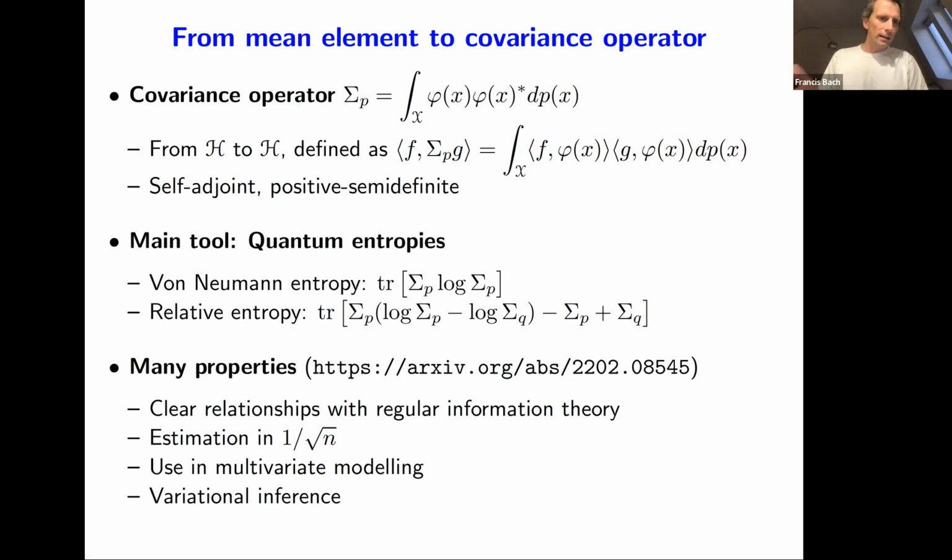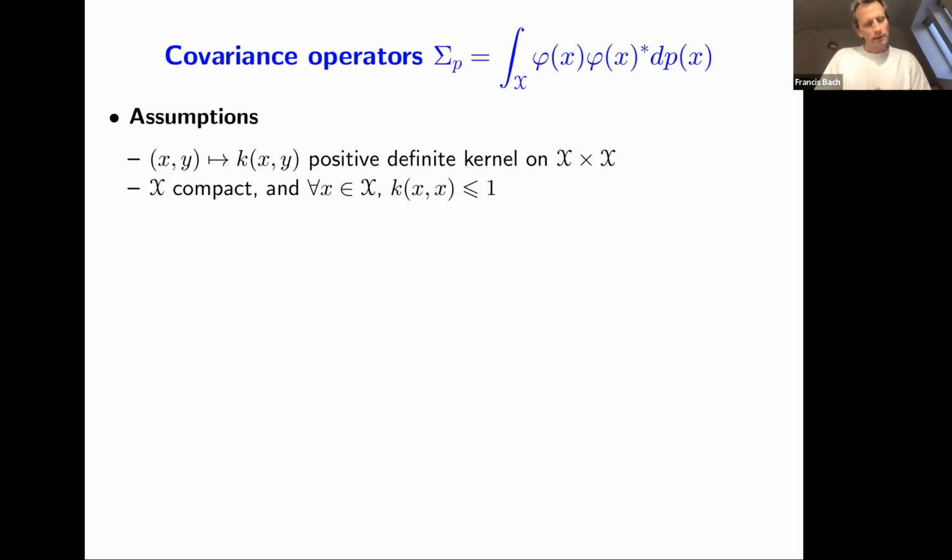First, a clear relationship with regular information theory, and I'll be very precise in this. You can still do some estimation in 1/√n, a nice benefit from what we had before with the mean element. You can also do multivariate modeling if you have more than one distribution, and also variational inference. I'll go rather quickly on the last two aspects, so I want to focus more on the first two points. All right, so let's get down to it.